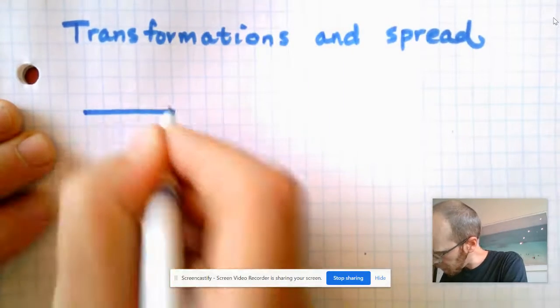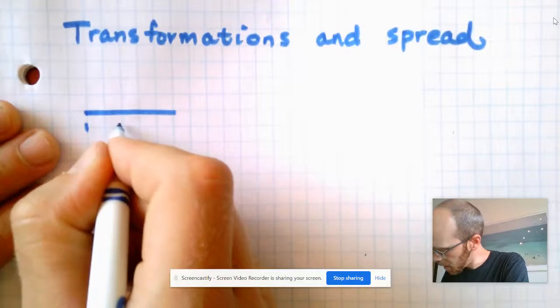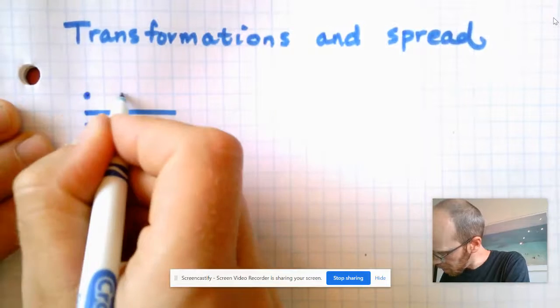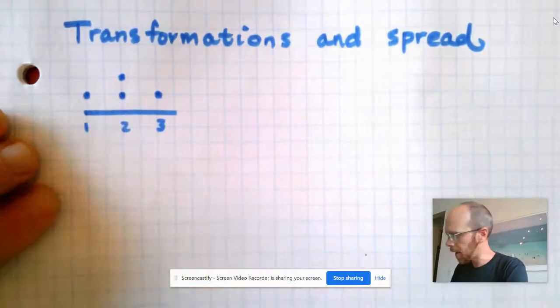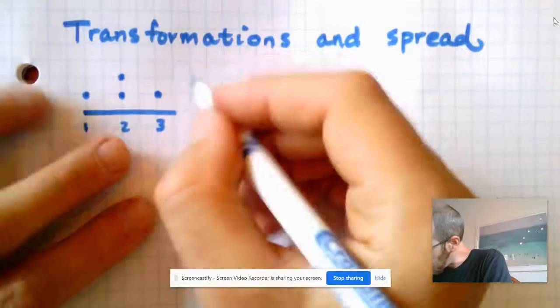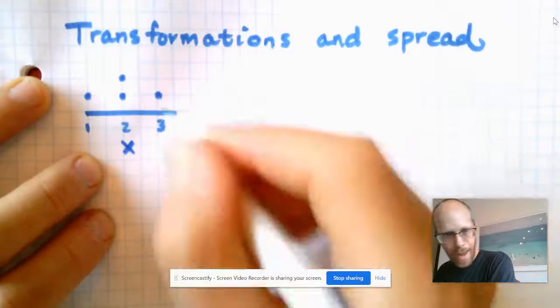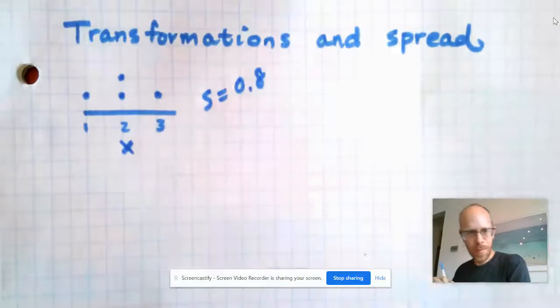I'm not even going to define what it is. I'm just going to say we've got a data set that goes 1, 2, 3. So 1, 2, 2 2s, and a 3. And I calculated that for this data set, which I'll call X, the standard deviation is about 0.8.